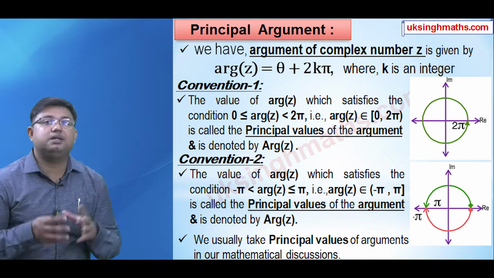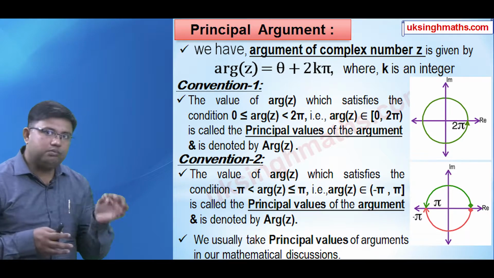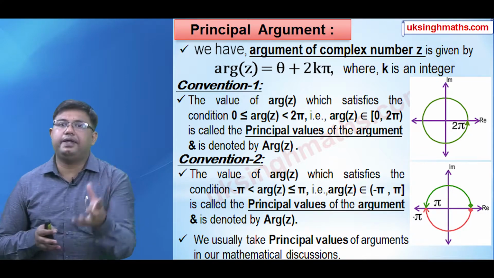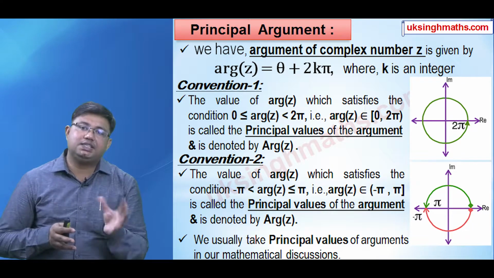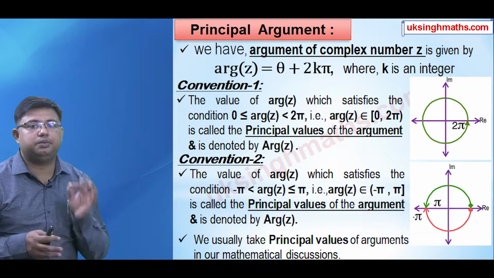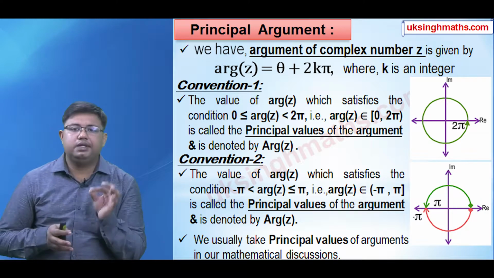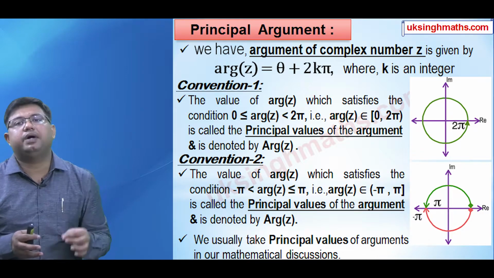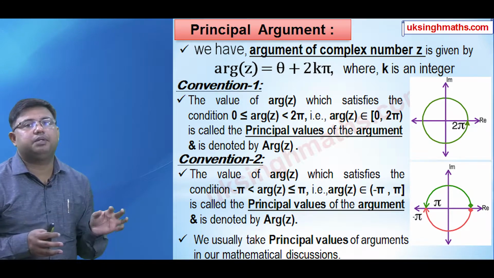So there are two sets of conventions by which the principal argument of a complex number is evaluated. In the first convention, the value of the argument is allowed to vary between 0 to 2π, excluding the value of 2π, meaning in the semi-open, semi-closed interval 0 to 2π, excluding 2π. And in the second convention, the argument of the complex number is allowed to vary between −π to π, excluding the value of −π, meaning the semi-open, semi-closed interval which is open at left, −π to π.